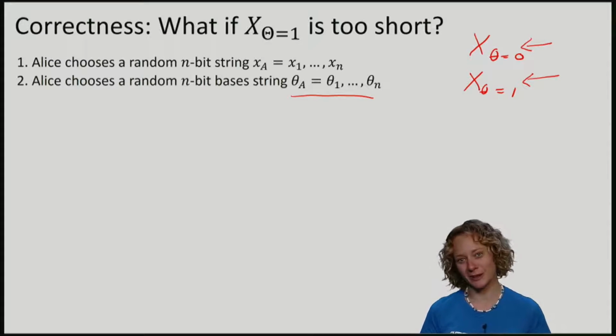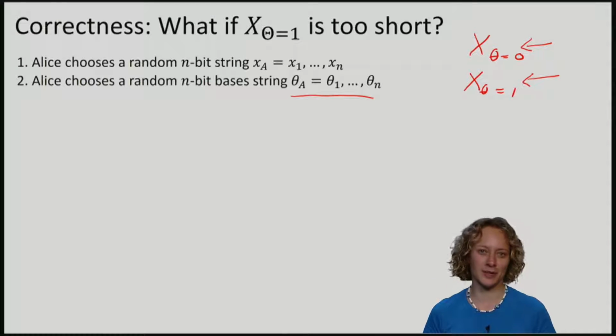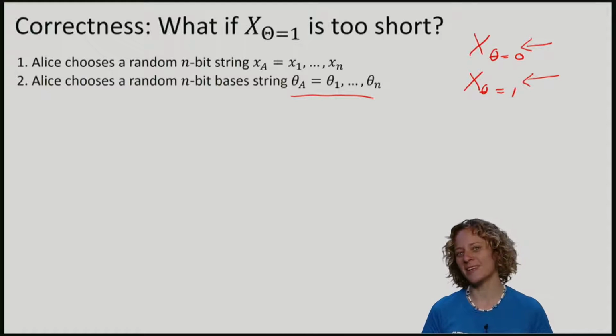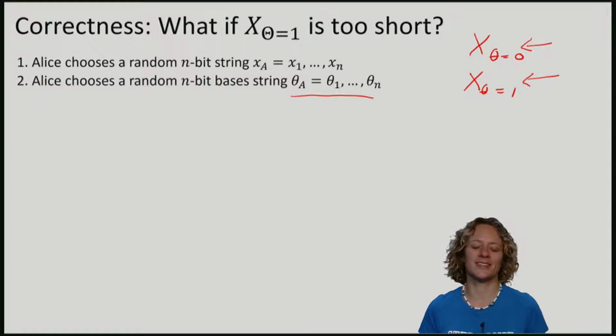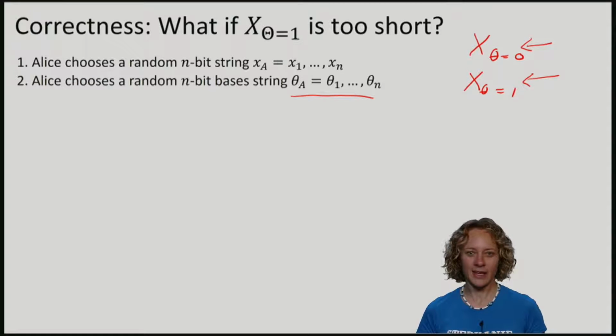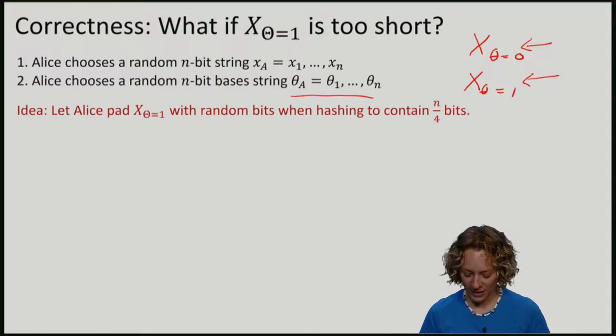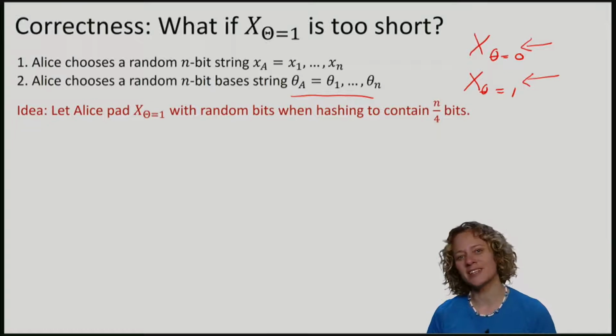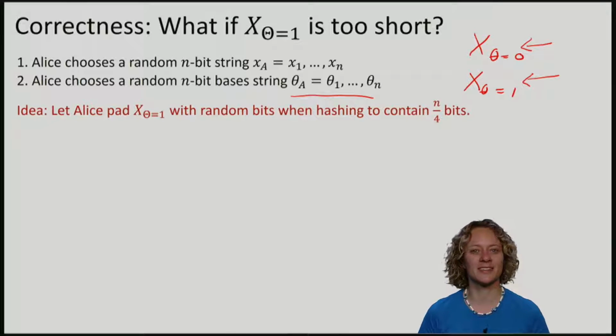Let's just consider here how often she measured in the Hadamard basis. It would be the same if we asked how often she measured in the standard basis. First, let's decide what it means to be too short. Here, let's just pick a fraction, say a quarter. If Alice measured fewer than n over 4 times in the Hadamard basis, then we'll call x theta 1 too short.